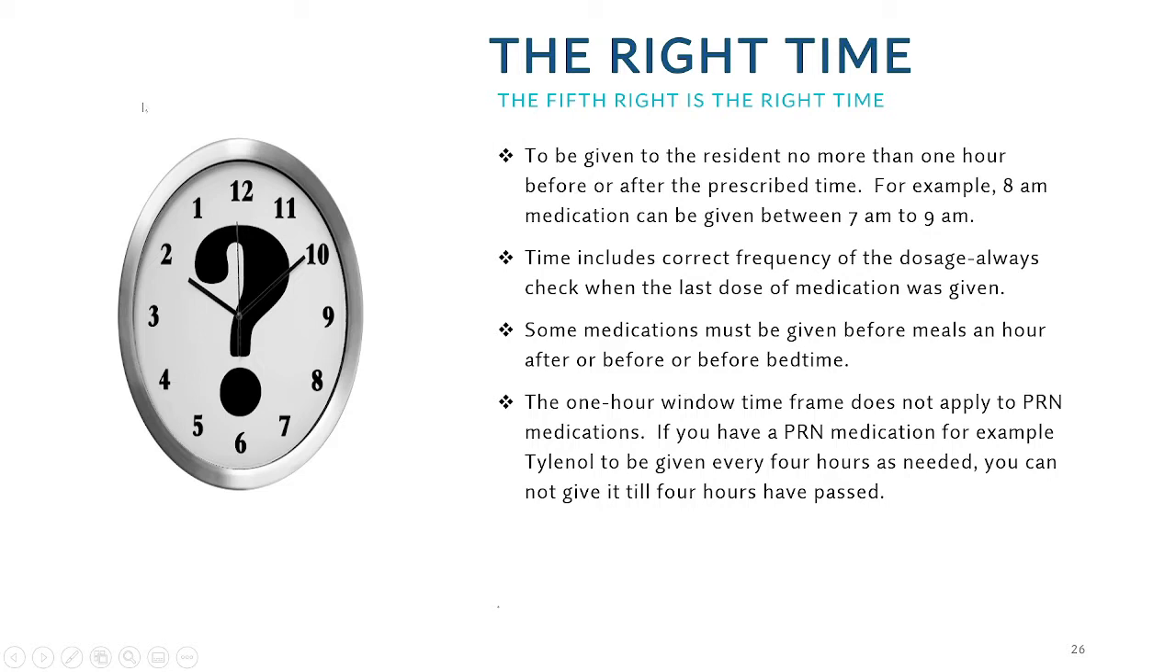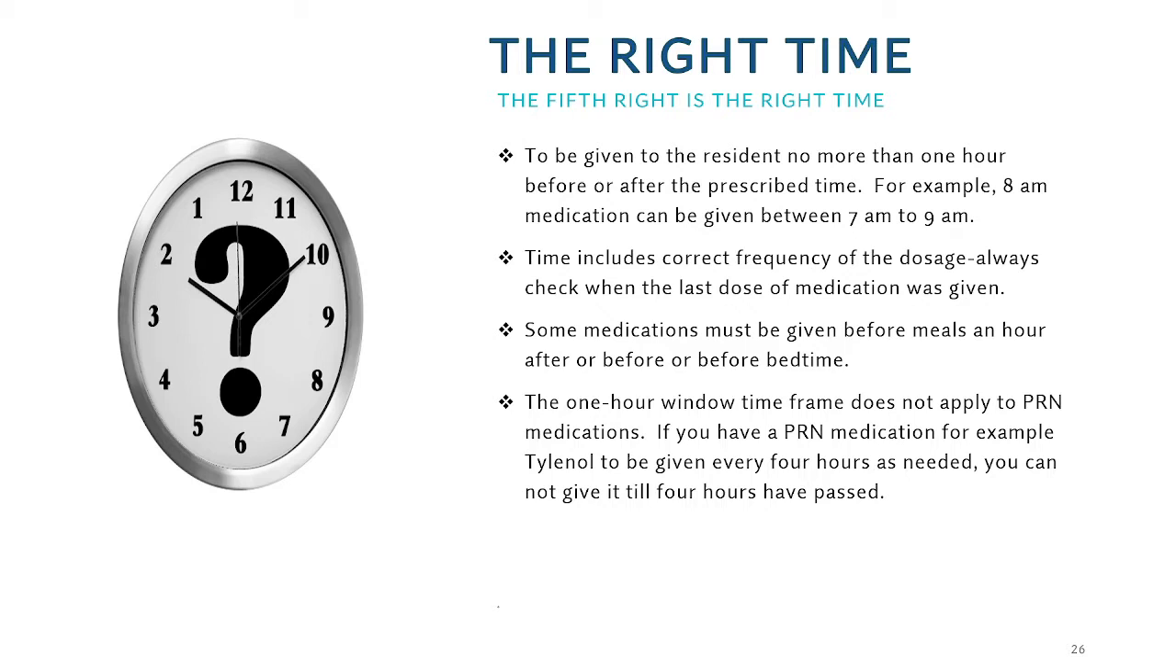Okay, so we are talking about the right time. That is the fifth right. The medication is to be given to the resident no more than an hour before prescribed or an hour after. So when you're working in an assisted living facility, we are looking at a 2-hour window of when a medication can be given. For example, if a medication is ordered to be given at 8 a.m., it can be given between 7 a.m. and 9 a.m.